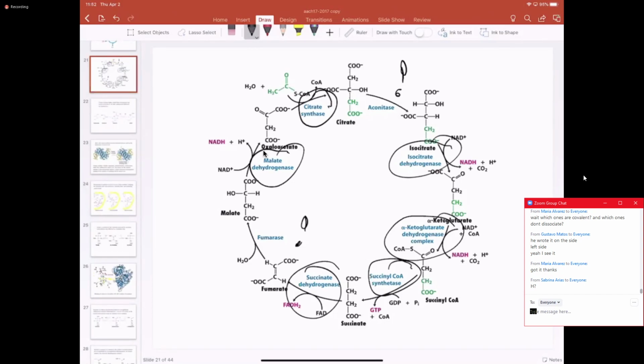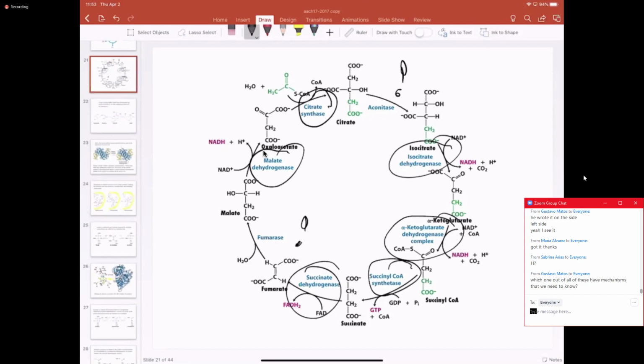The other thing I would like people to know is that it is a cycle. And so you just keep on going around and around. You put in acetyl-CoA, and the acetyl-CoA you put in shows up as the green atoms. So you want to be able to follow the green atoms around the circle.